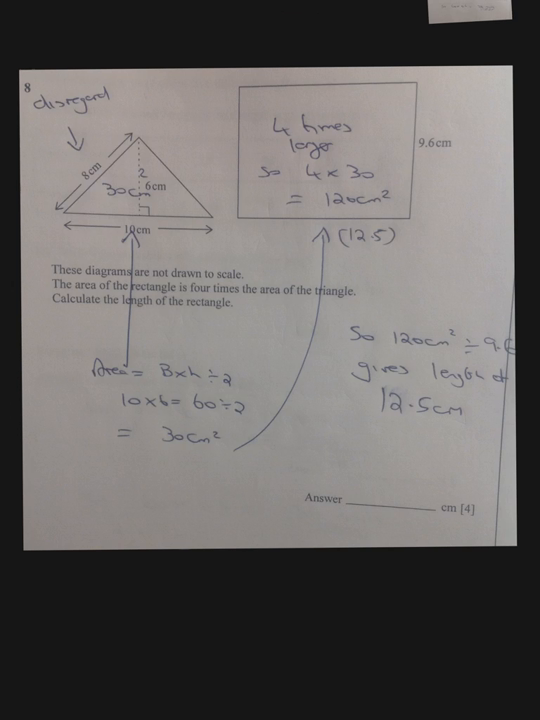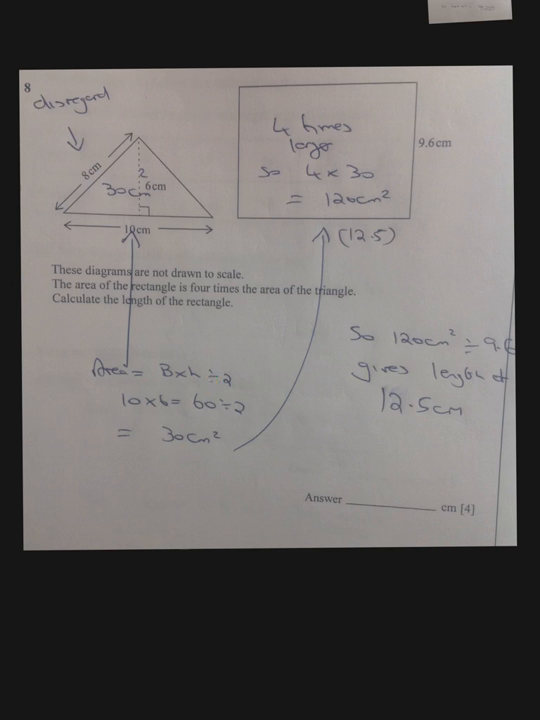Again, I've done this question in other videos as well. The question is really saying the diagrams are not drawn to scale. The area of the rectangle, which is this here, is 4 times the area of the triangle. So this here is 4 times larger than this. Clearly what they want you to do is to work out the area of both. So we can work out the area of the triangle. Remember, for any triangle it's base times height, divided by 2.